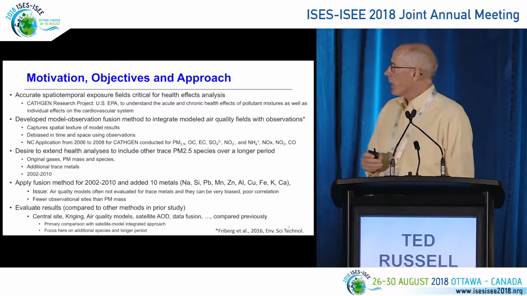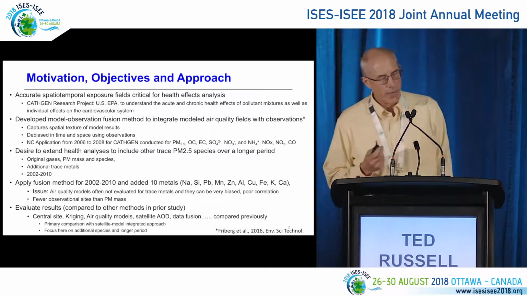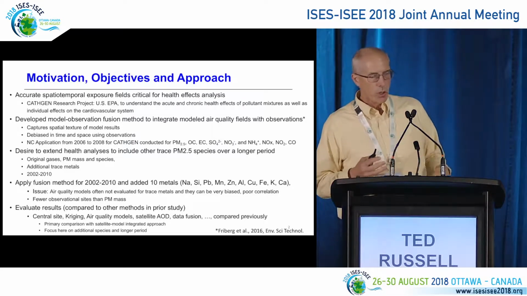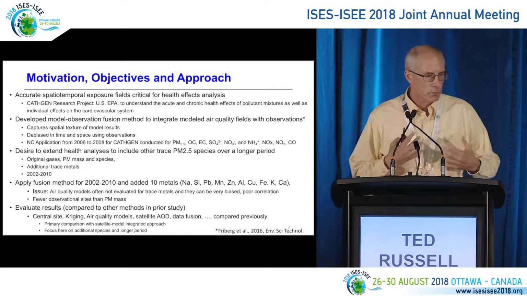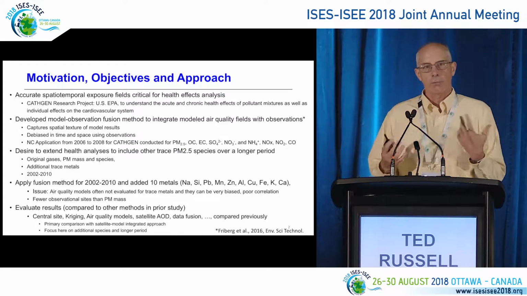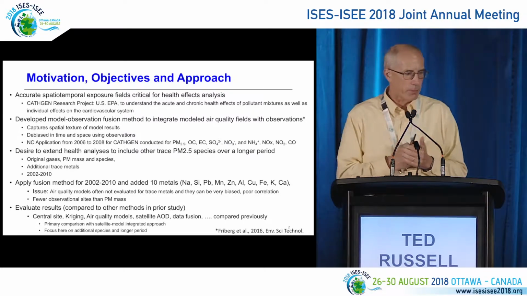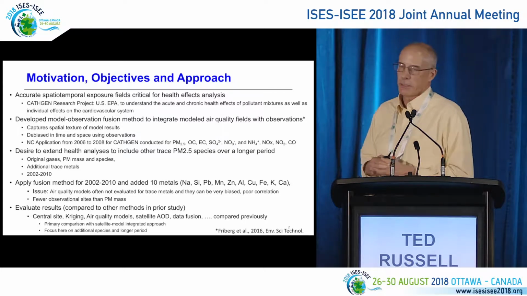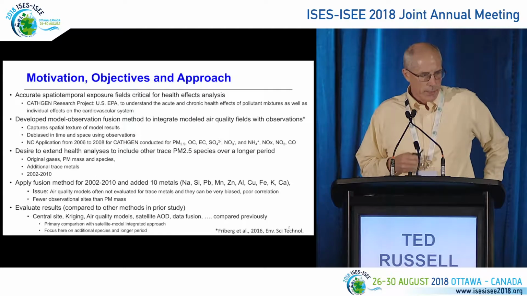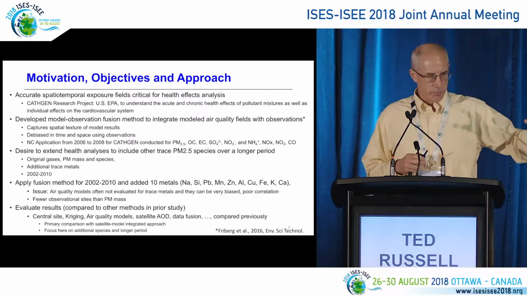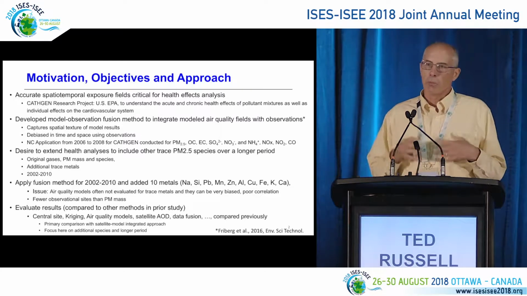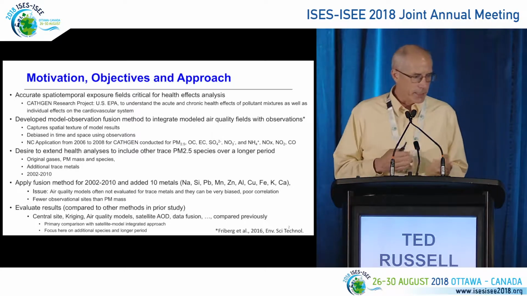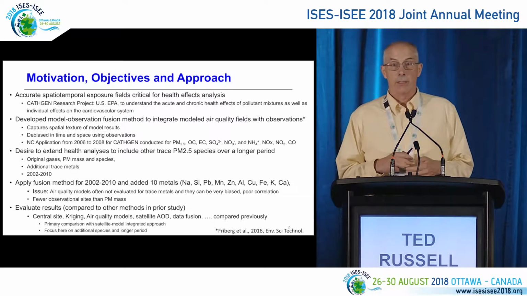There's a lot of words up there, but basically what we've been doing is we have a method to fuse our chemical transport model. We use CMAQ with observations, and I'll talk a little bit about that. And we contributed previously to an effort being done as part of the CATHGEN studies, which you'll hear about later. But what we now are doing is extending it to a longer period into additional pollutants.